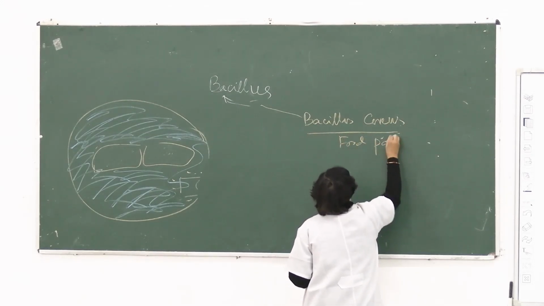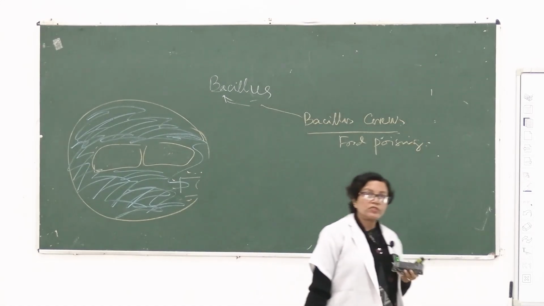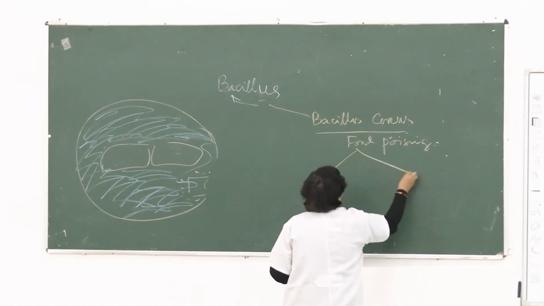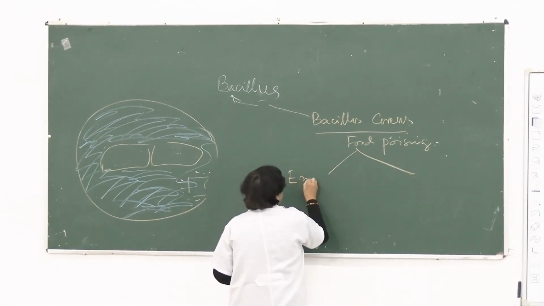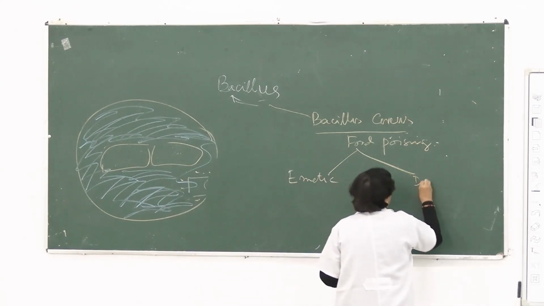Very important short note: food poisoning by Bacillus cereus. It is of two types. One is emetic type, one is diarrhea type.